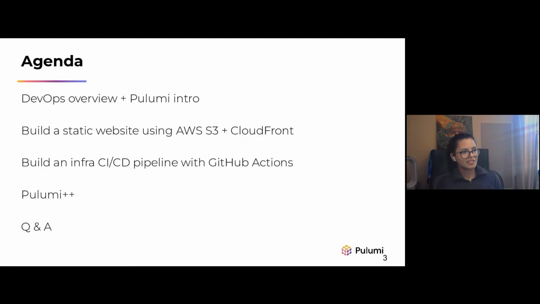And then we're going to get to the fun part. We're going to do a few live demos. The first one, we are going to build a static website. Of course, we'll be using AWS S3 and CloudFront in particular. Then we're going to move on to our second demo where we are going to take the first project and add an infrastructure CI/CD pipeline, and we'll do so using GitHub Actions.